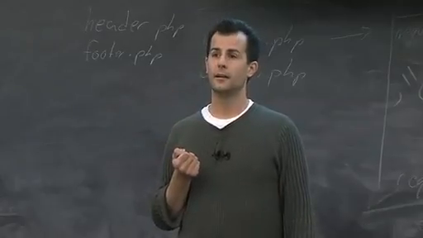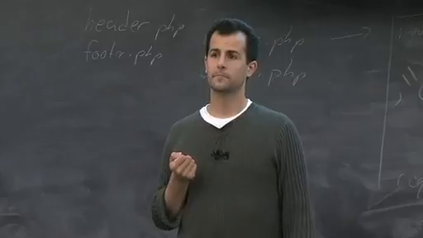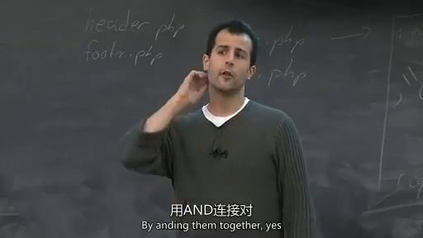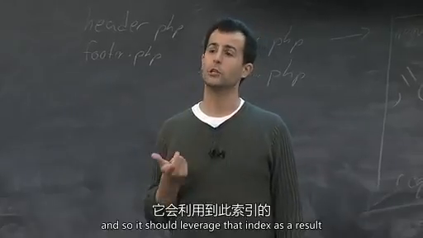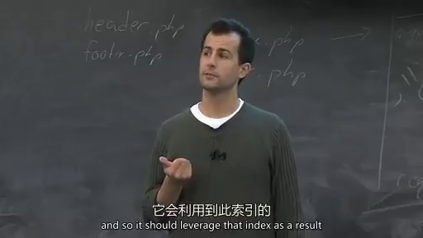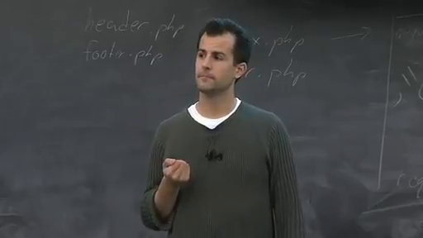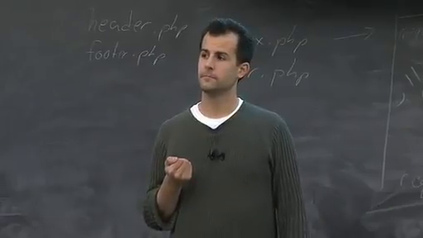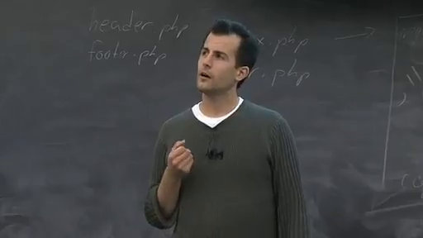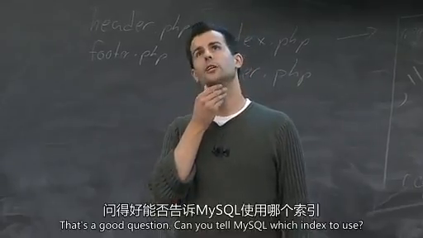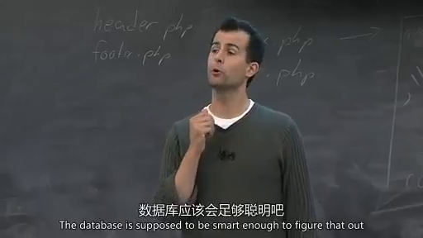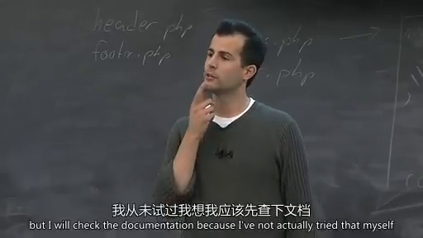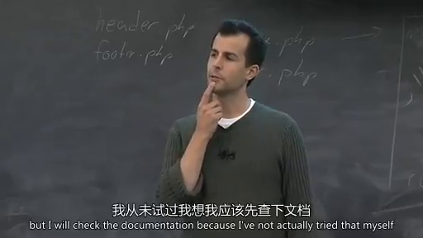Yeah? Will that compound key be used with the query as you have it, where you say where user equals...? By adding them together, yes. The database engine should realize I'm searching on these two fields jointly, and so it should leverage that index as a result. Along those same lines, can you tell MySQL which index you want to use if you know there are multiple? That's a good question. Can you tell MySQL which index to use? I don't know if it supports that syntax. The database is supposed to be smart enough to figure that out, but I will check the documentation because I've not actually tried that myself.